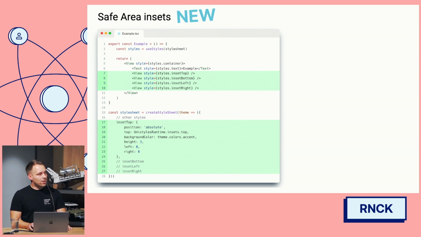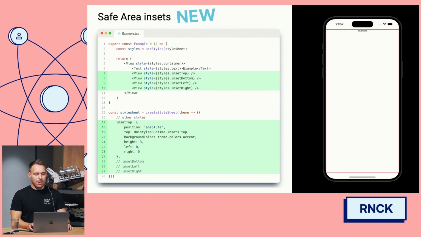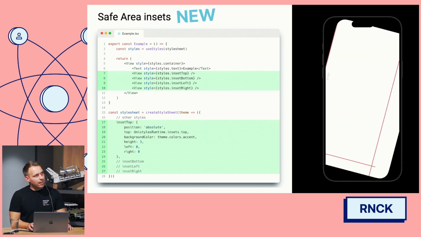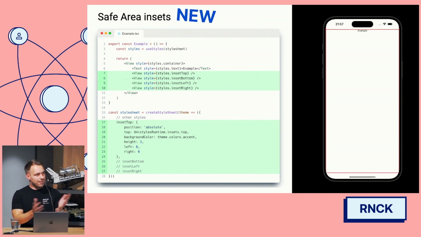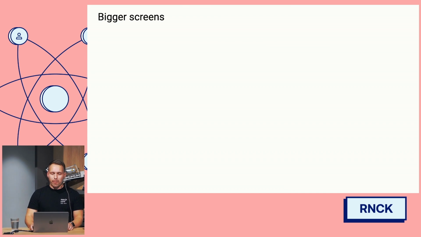So this is an additional example. Here we have 4 views, and every view will show you the guidelines. It will work automatically, it's always up to date, and your app will never be covered by any of the hardware stuff.